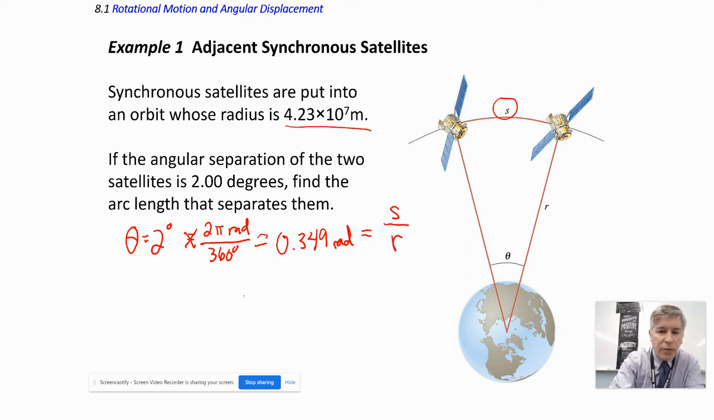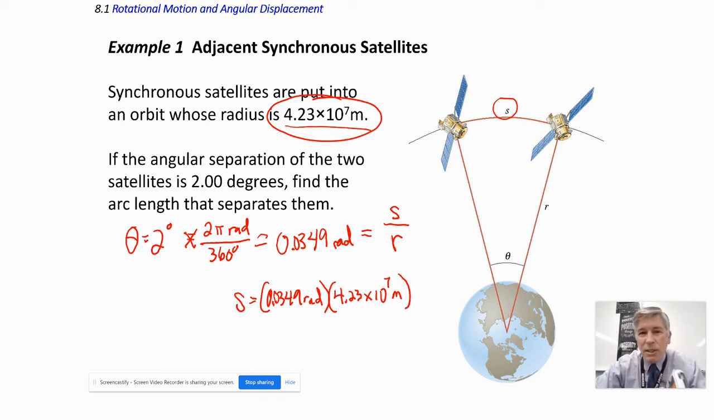So if I want to find the arc length, in other words, the actual distance between these two satellites, I would just take this 0.0349 radians, sorry about that, and multiply by the radius. So I'd multiply by that radius, which is this number up here, 4.23 times 10 to the 7th meters.